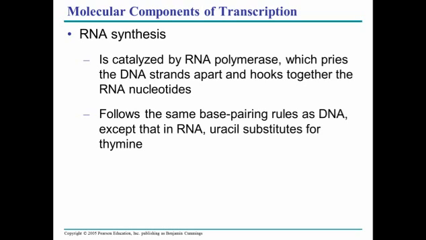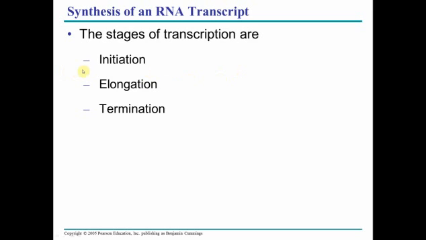RNA synthesis. So RNA polymerase is what takes DNA and makes it into RNA. And RNA polymerase is this giant enzyme, and it serves the purpose of all the other same or similar enzymes used in replication. They're all kind of part of this big complex that is RNA polymerase. So it pries the DNA strands apart, adds the RNA nucleotides, and then ends the process. And it's the same base pairing rules as DNA, except U substitutes for T. We have uracil instead of thymine. The process goes by initiation, then elongation, and termination.